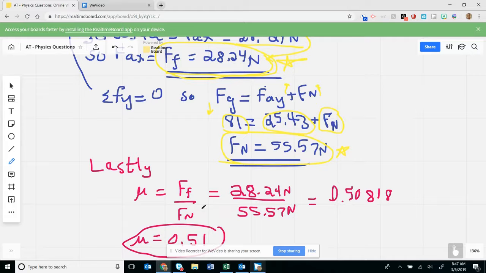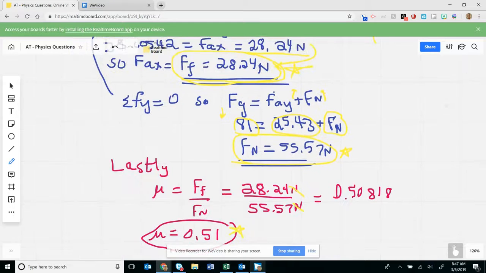Once I have both of those, it is simple division. The frictional force divided by the normal force will give me the coefficient of friction. So that math is here. And then they wanted us to round it to 2 significant digits, so our final answer was 0.51. There are no units with coefficients of friction because it is simply a ratio of force over force. So no units are necessary there.